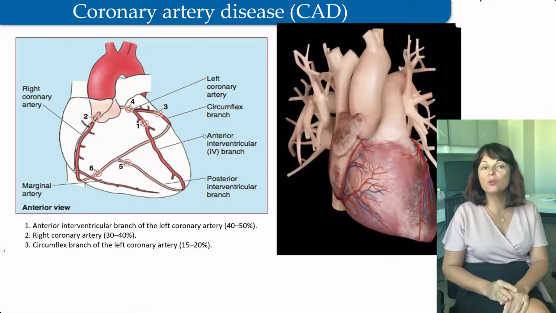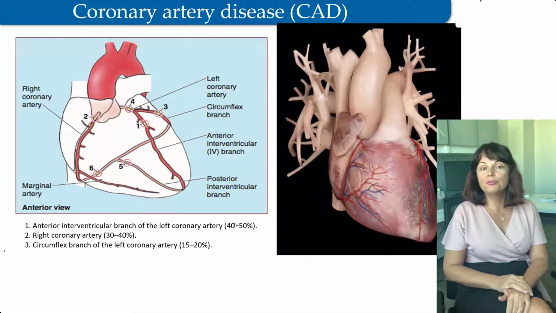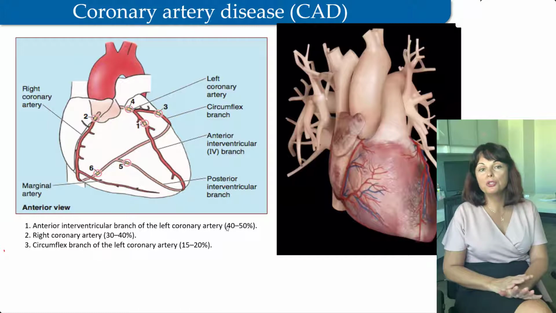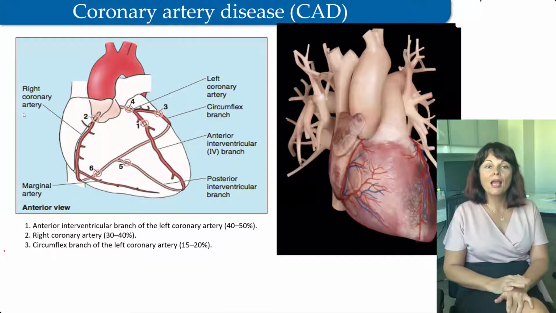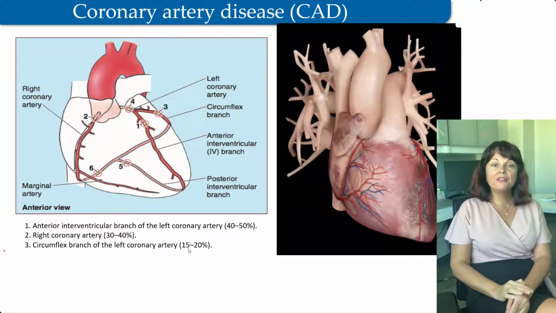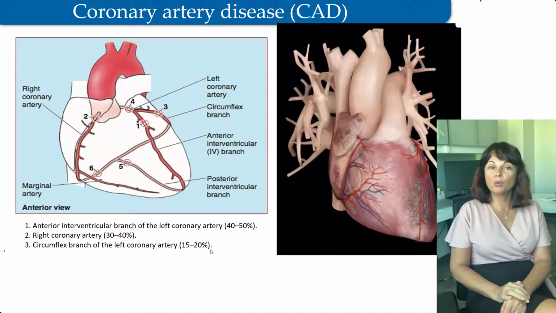The three most common sites of coronary artery occlusion and the percentage of occlusions involving each artery are, first of all, the anterior interventricular branch of the left coronary artery, up to 50% of cases, the right coronary artery in 30 to 40% of cases, and the circumflex branch of the left coronary artery in 15 to 20%.